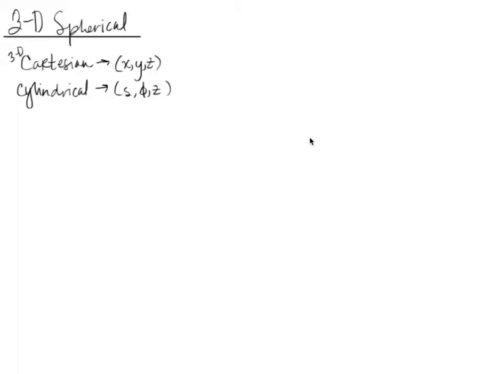In this video, I wanted to attempt to explain the spherical coordinate system. So far we've had the 3D Cartesian, which had components or coordinates x, y, and z, and we've done the cylindrical, which had components s, phi, and z. And so now we want to look at the spherical system, which has components or coordinates r, phi, and theta.